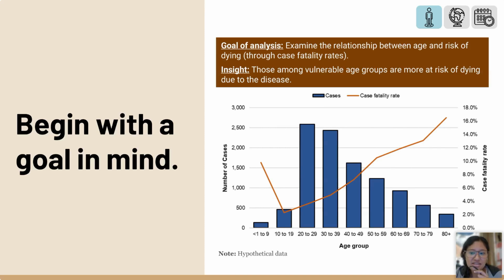In this case, it is to examine the relationship between age and risk of dying. So given that, one possible way is to show how the risk of infection through the number of cases and risk of dying through the CFRs differ, as represented by the bars and the line graphs respectively. With this, we can easily see how those among vulnerable age groups, or those younger children or older age groups, have higher CFRs.